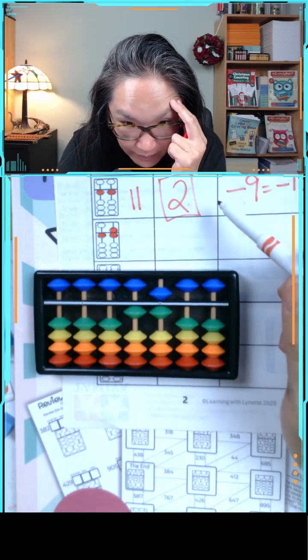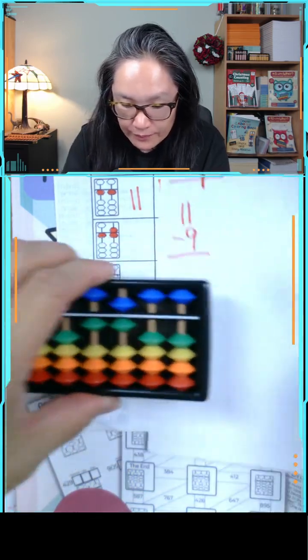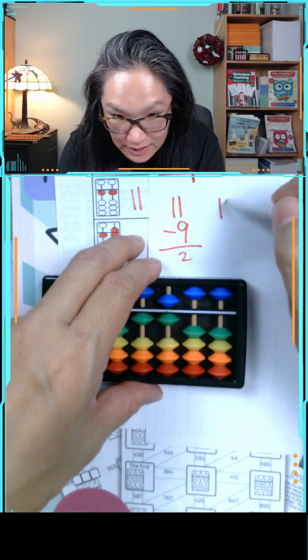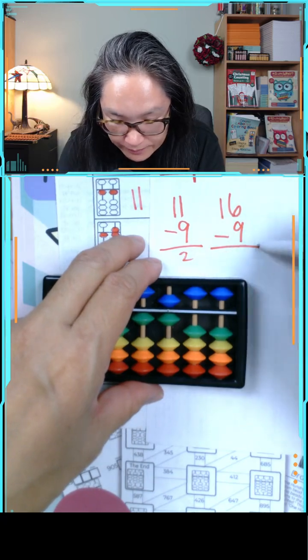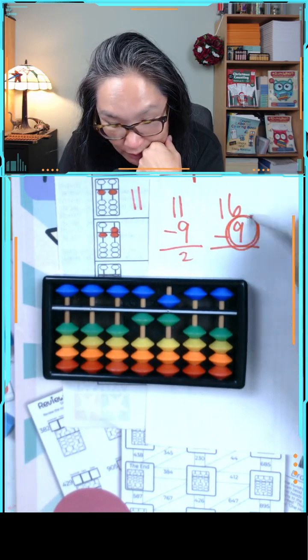Thank you, Ebony. So when we're looking, we want to do the number, right? What is it? It's 16 minus 9. Again, we're looking at this number right here.